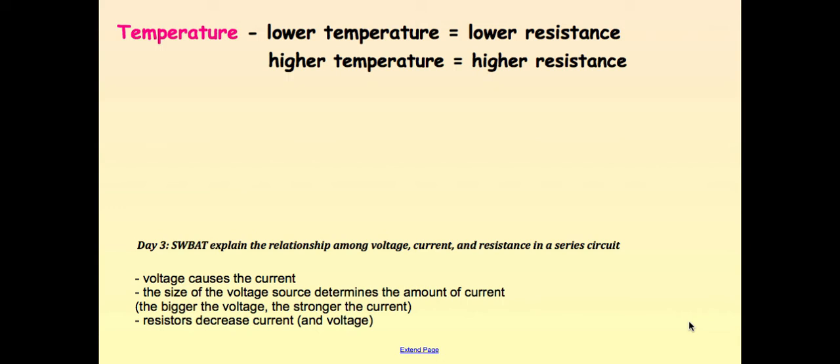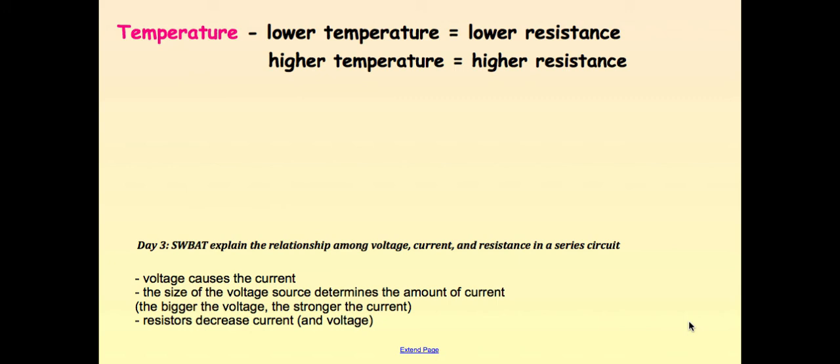Here's a summary of what all of this means. So the voltage is what causes the current. My battery caused the electrical current, which traveled through the wires to light the Christmas bulb. The size of the voltage source determines the amount of current.